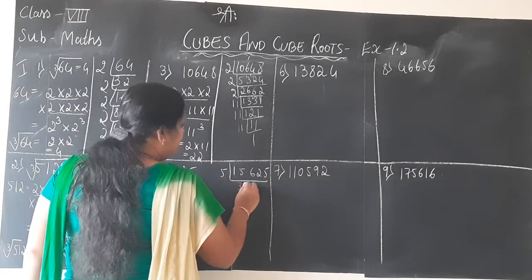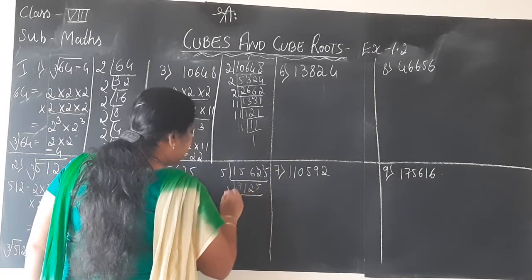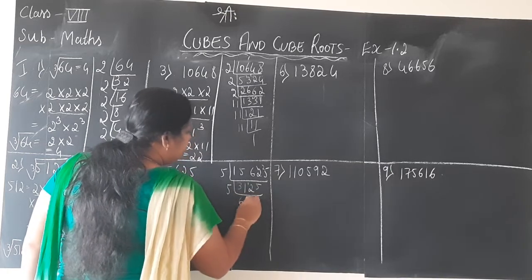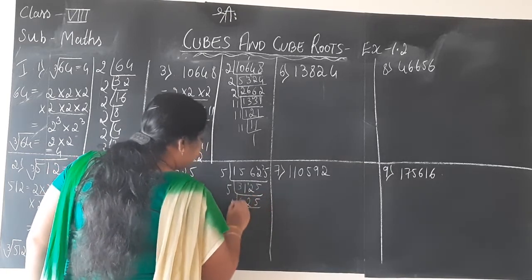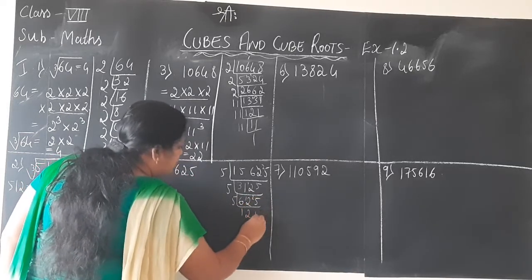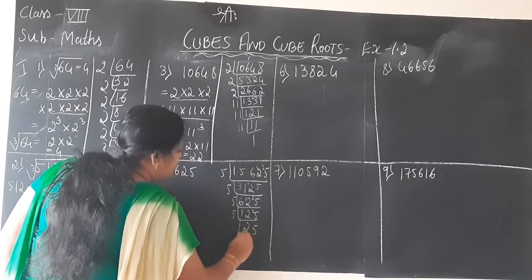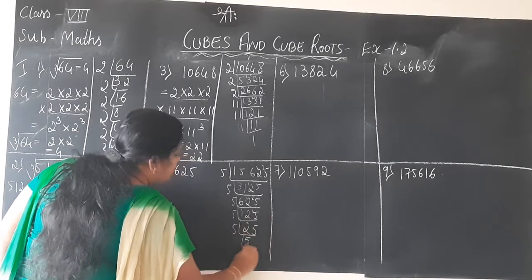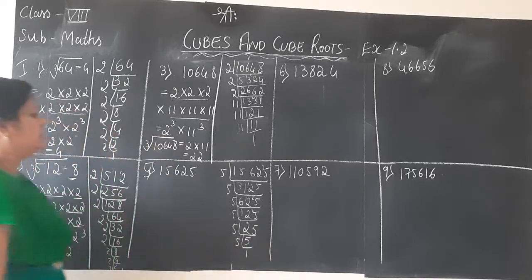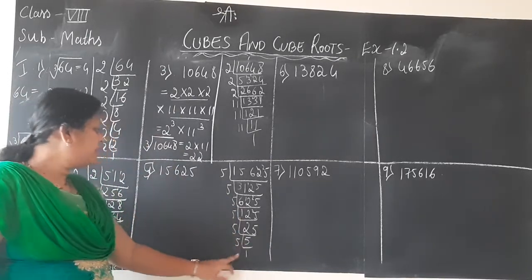5 3s are 15, 5 1s are 5, 5 2s are 10, 5 5s are 25. 5 6s are 30, 5 2s are 10, 5 5s are 25. 5 1s are 5, 5 2s are 10, 5 5s are 25. 5 2s are 10, 5 5s are 25. We know 25 is a perfect square of 5 into 5, 5 1s are 5. So we get 15625 by multiplying 5 six times.